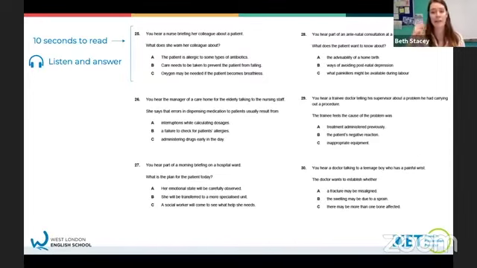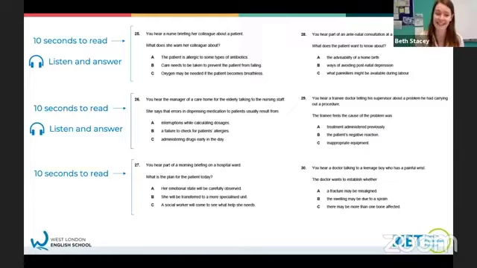And then they play you the listening and you answer the question. And then you're given 10 seconds for the next question and you listen and answer. And then you get 10 seconds to read and you listen and answer. So in part C, you get some time at the beginning to read through everything. You don't get that in part B.